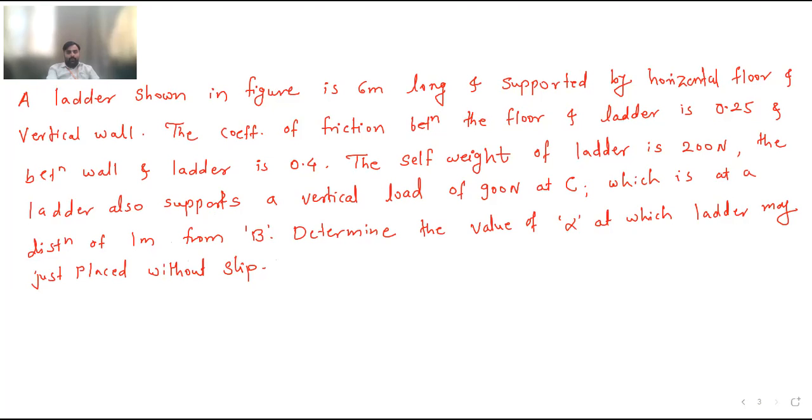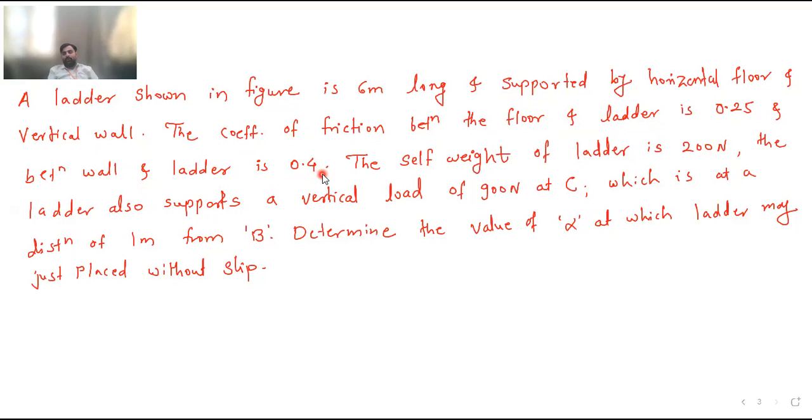Now we will read the numerical. A ladder shown in figure is 6 meter long, supported by a horizontal floor and vertical wall. The coefficient of friction is given between floor and ladder 0.25, between wall and ladder 0.4.